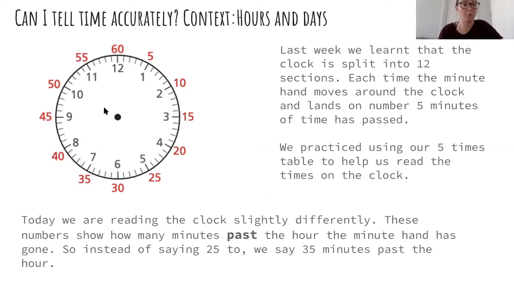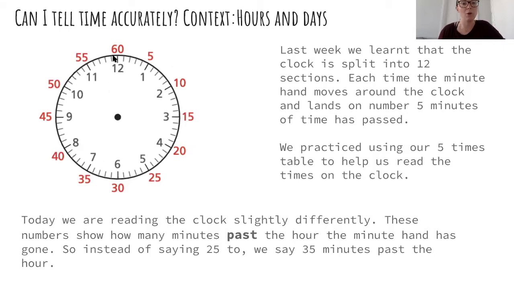And that worked really well for when we were doing the past times, 5 past, 10 past, 15 past, 20 past. When we got to this side of the clock for 2, we didn't say 42, we were saying 22 because we were counting backwards, counting how many minutes were left to the next hour. But this time, we're going to read the clock slightly differently, and we are going to use different words to talk about what these bits mean.